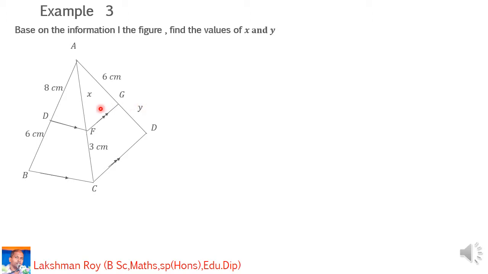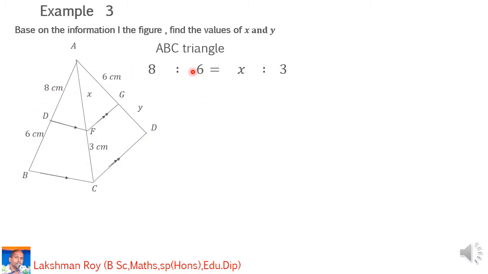Now to find x, student, I consider this ABC triangle. Here the DF line is drawn parallel to the BC side. That means the AB side and AC side divide proportionally. So you can write a ratio of 8 is to 6 equal to x is to 3. That is a ratio you can write using the ABC triangle, using this AB and AC length.